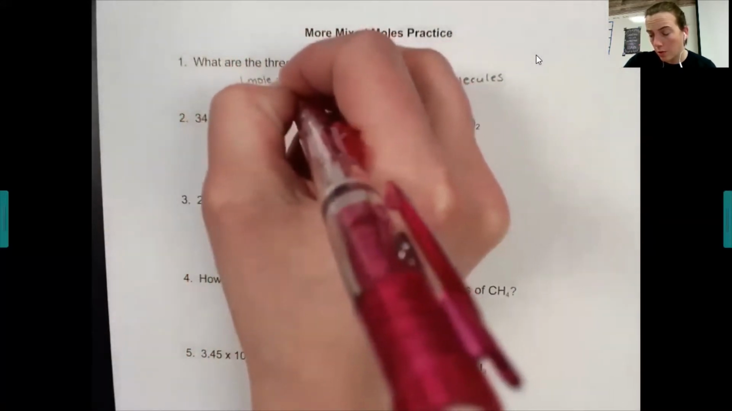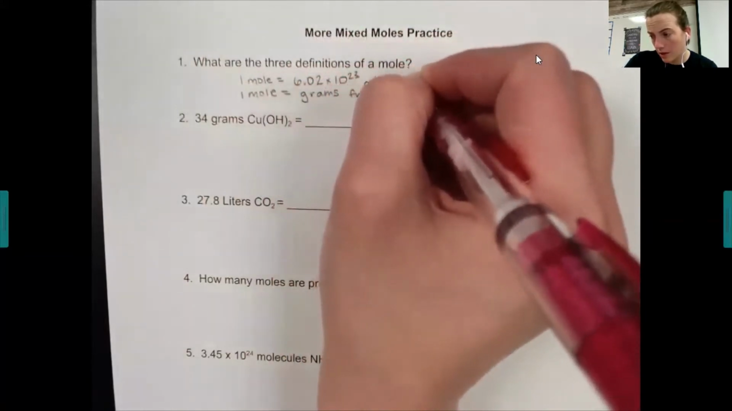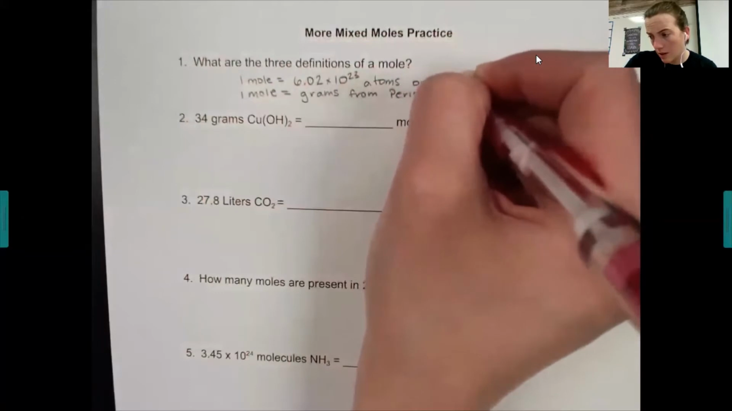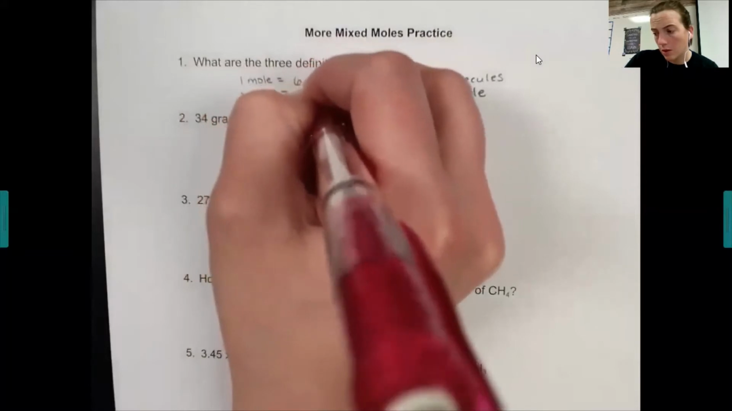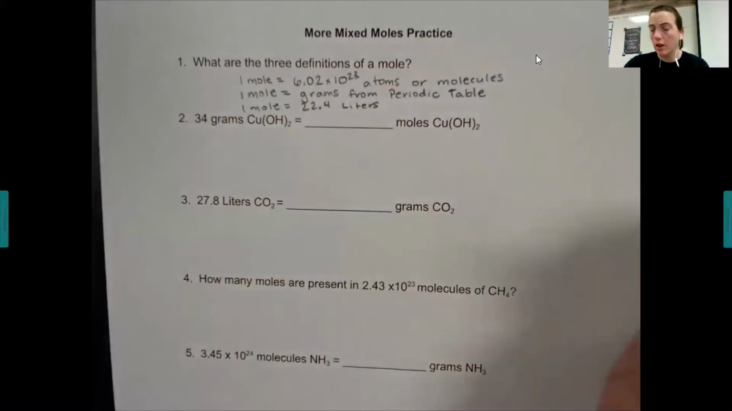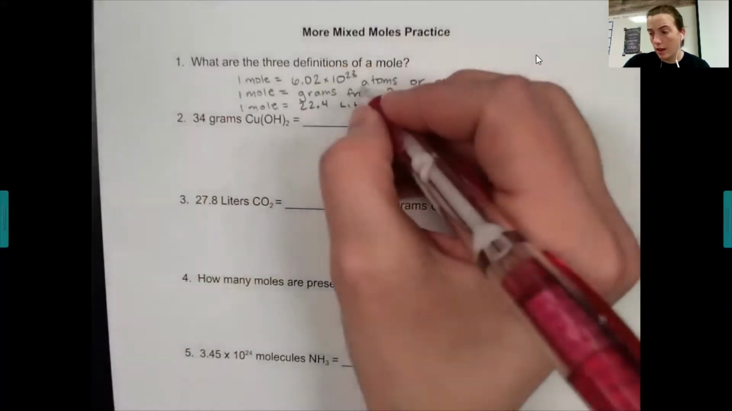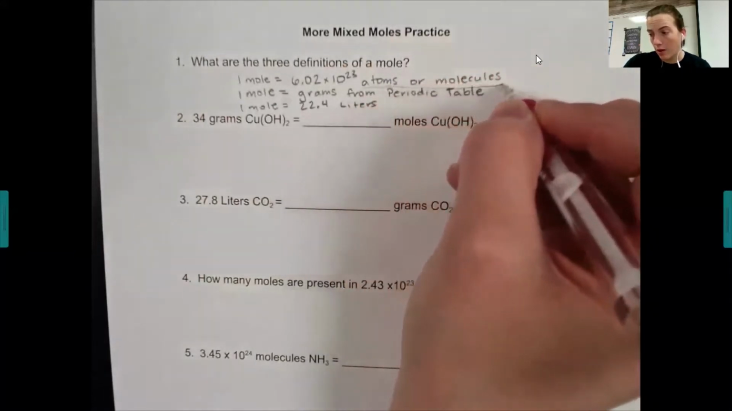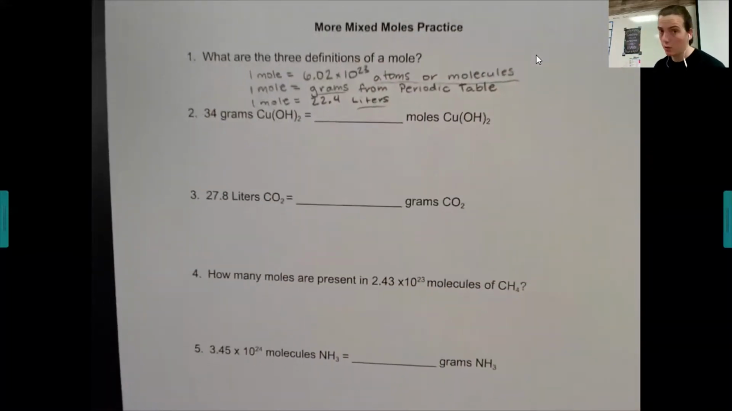Another definition is 1 mole is equal to grams, and this is from the periodic table. And then the last one is 1 mole is equal to 22.4 liters. Notice how it's always 1 mole, but it can equal different things. The main things here are atoms or molecules, grams, and liters. We're going to be coming back to this throughout this worksheet.